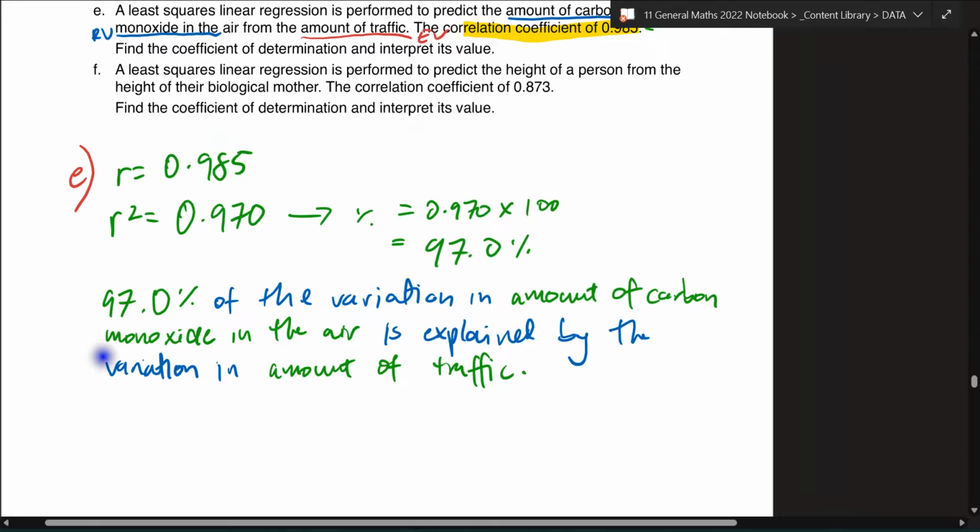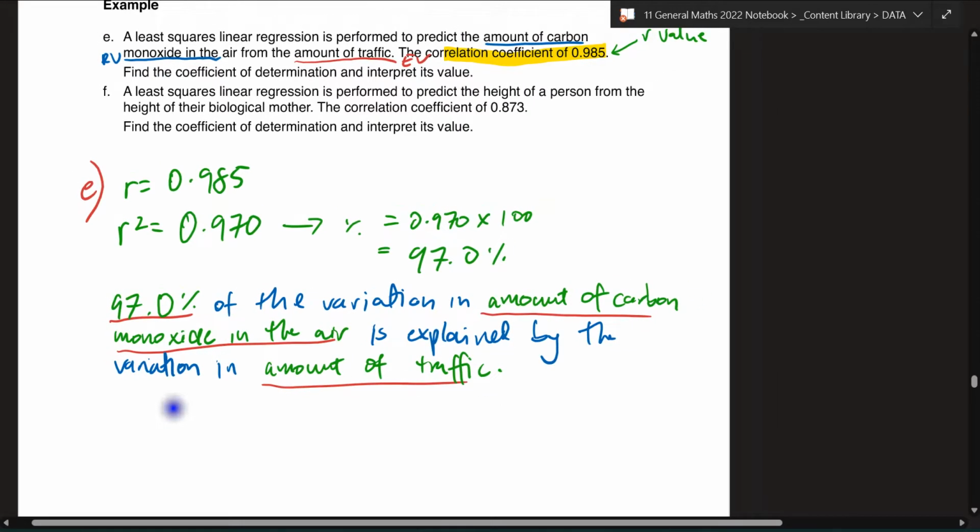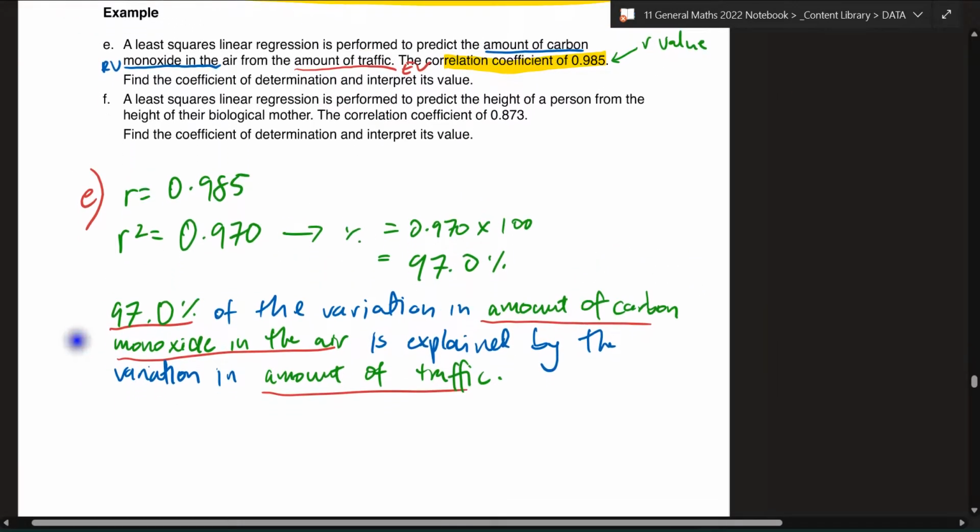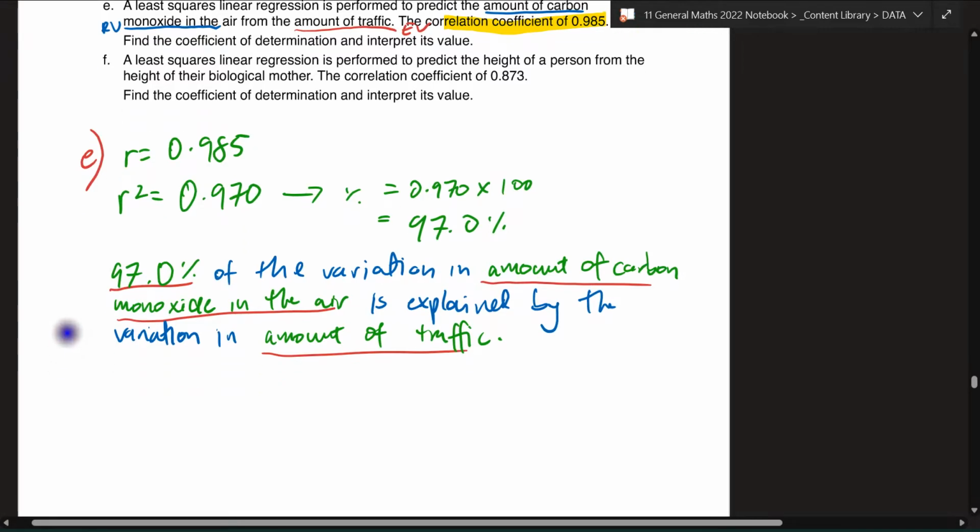So you're just telling me the actual R squared as a percentage, what's the RV, and then what's the EV. Those are the three things you've got to change in that sentence. It's pretty straightforward. Do I need to do one more, or do you guys get it? If you get it, maybe for some that don't, that's okay. Let's do F real quick.